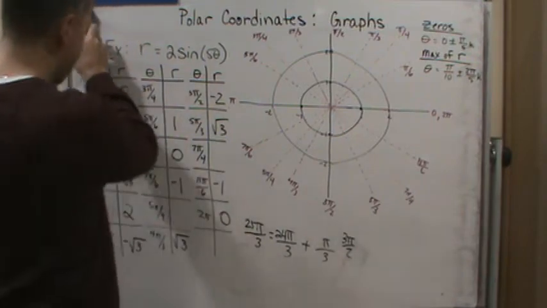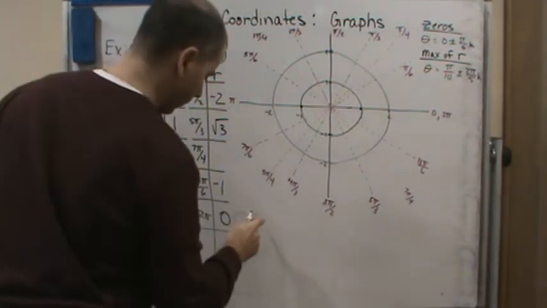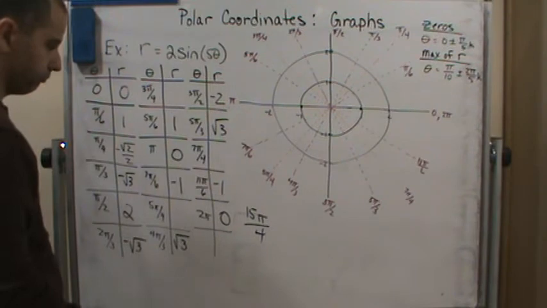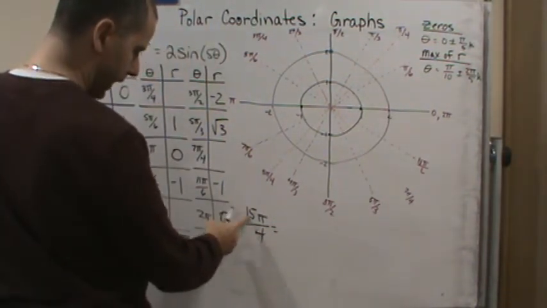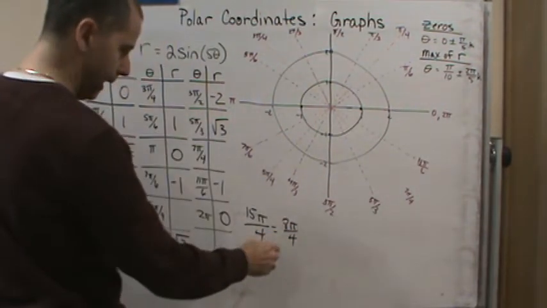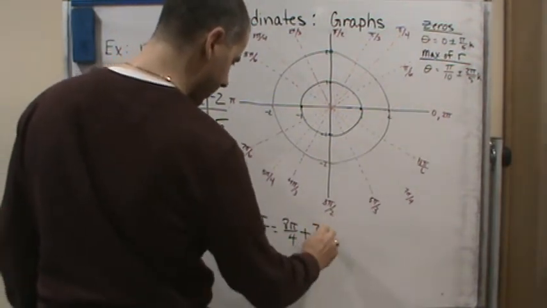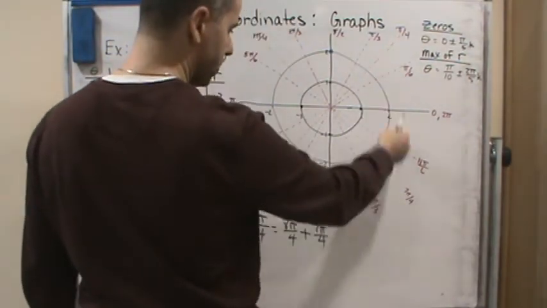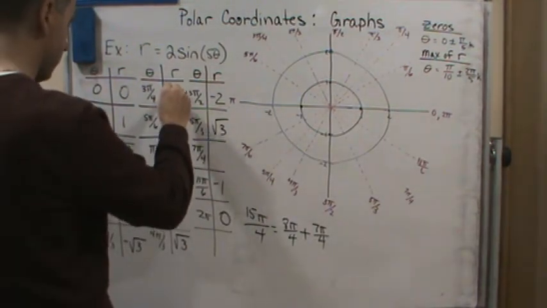So 15 pi over 4, let's go through this. 15 pi over 4 is equal to what? Well, I can get 8 out of there. I can't get 16, so it's going to be 8 pi over 4, which will give me 2 pi, which is 1 revolution, plus, well, what's left over? 7 pi over 4. Well, where's 7 pi over 4? Right here. So this is also negative, so this will be negative square root of 2 over 2.